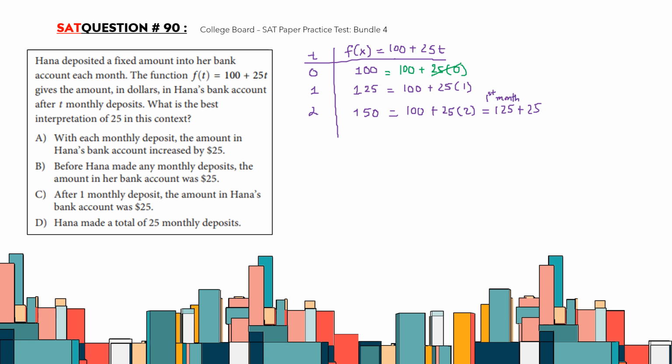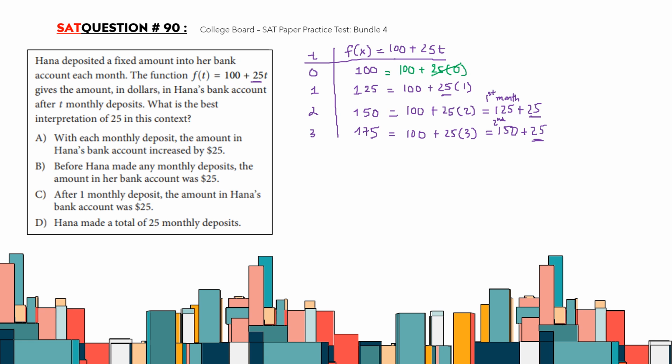If t equals 3, it means after 3 months we will have 175. 100 plus 25 times 3. 150 is the second month. We add 25 more. So that is the 25 we are talking about right here. That's how it changed. Okay, so let's read the answer choices.